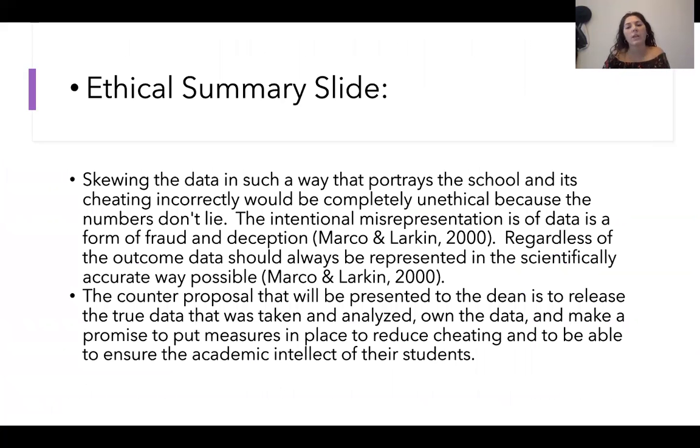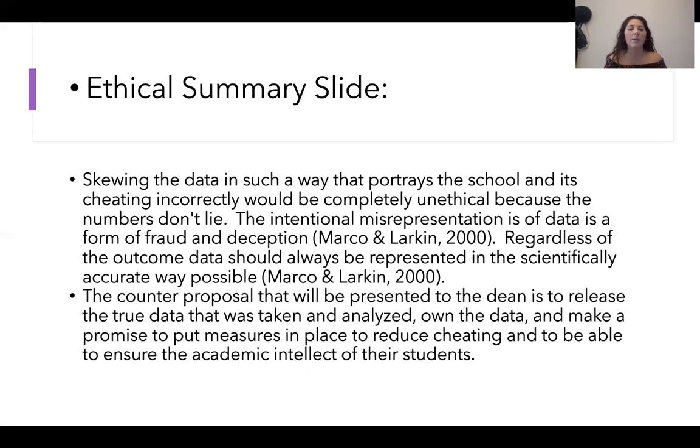When we look at the ethical side of this case, the dean at Bo Diddley wanted to portray the school as doing better and performing with less cheating, which would incorrectly portray the data, because the data clearly shows that they are cheating more than the national average. This is unethical because we don't want to create a misinterpretation of the data as a form of fraud and deception, whether that be for incoming students or for parents that are looking at the school. They want to see how many students are realistically cheating and if the school is wanting to do something about it rather than just lie about it.